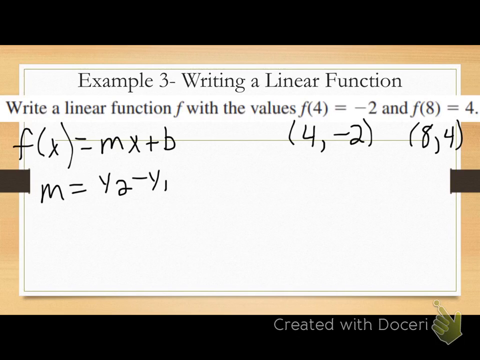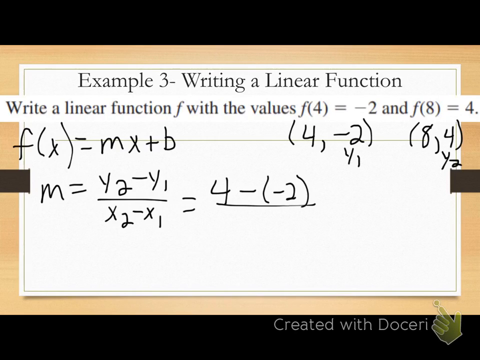y2 minus y1 over x2 minus x1. What's my second y value? 4. Bring your minus sign over from the formula. What's my first y value? Negative 2. What's my second x value? 8. Bring your minus sign over. What's my first x value? 4. Two negatives right next to each other makes a positive. Stay, change, change. 4 plus 2 is 6. 8 minus 4 is 4. Am I moving too fast for anybody?